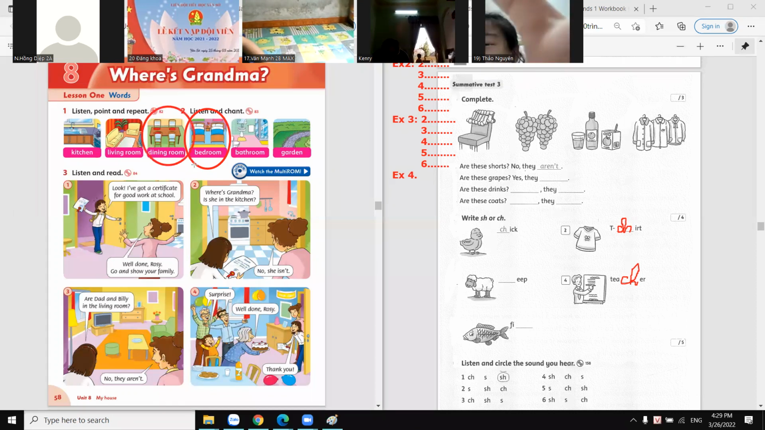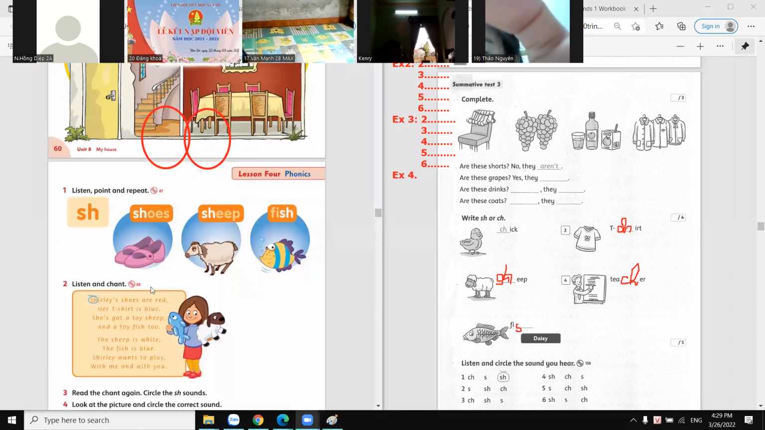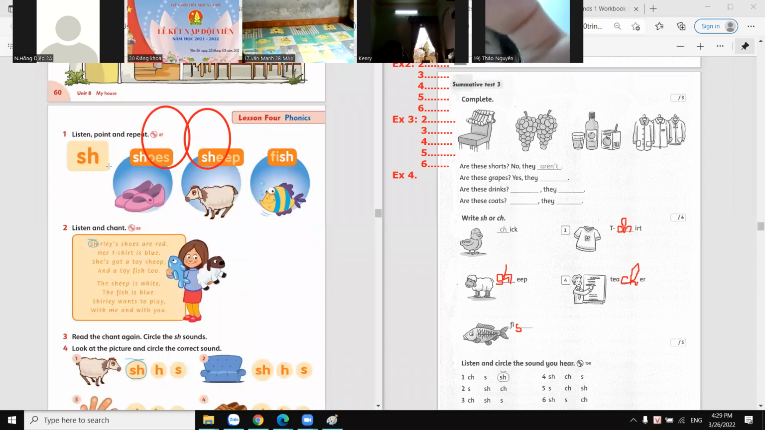Where are your grandpa and grandma? Okay, they are in the dining room. Wow, well done, my good student. Now tell me the letter. What letter is this? Letter S.